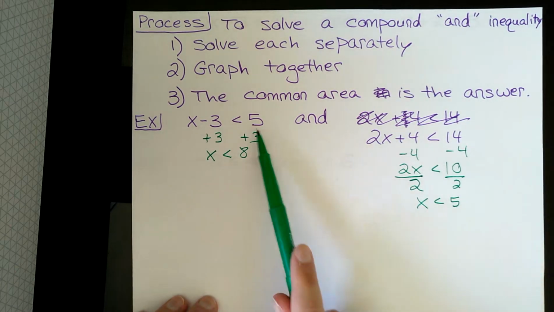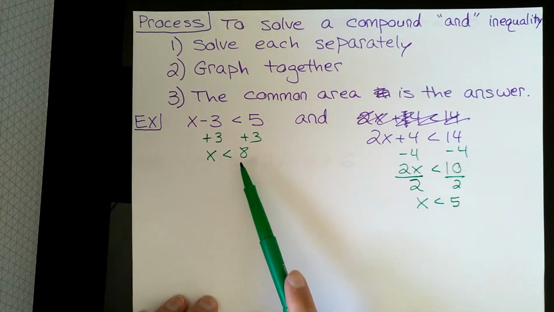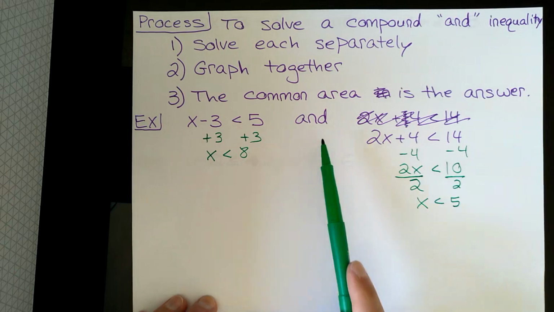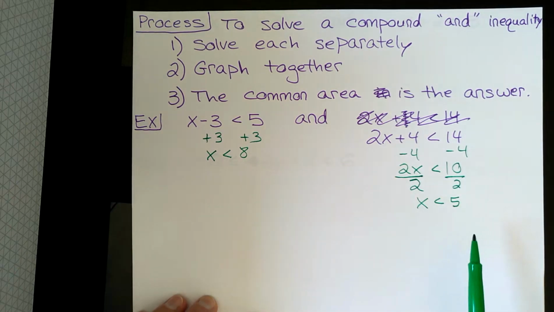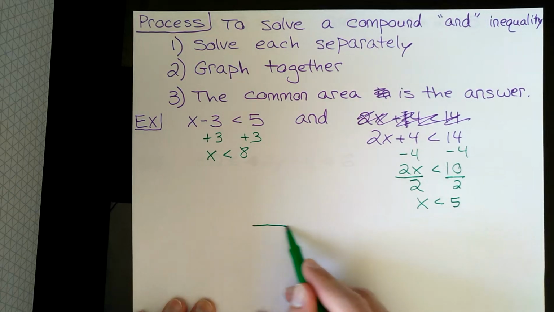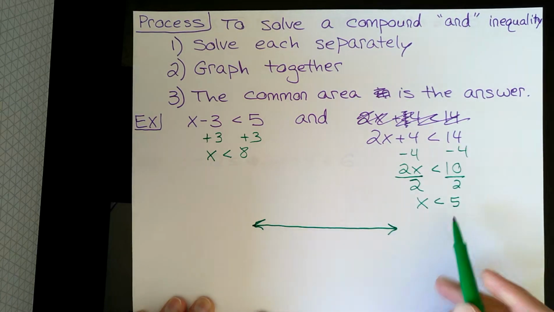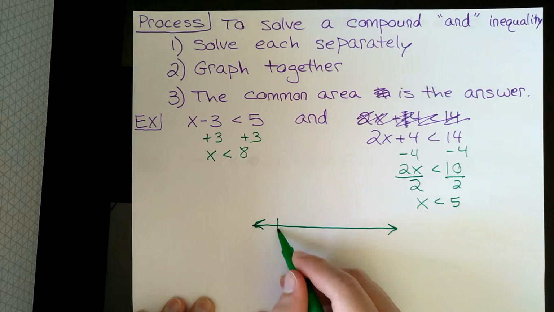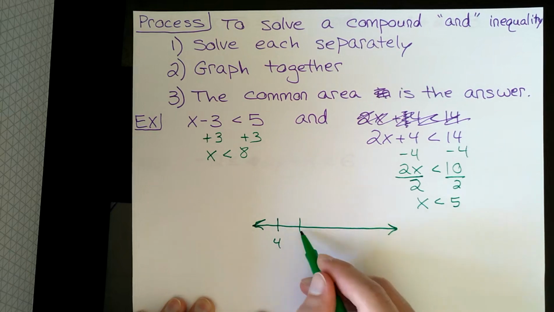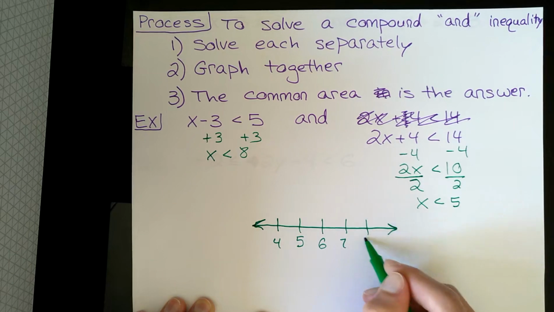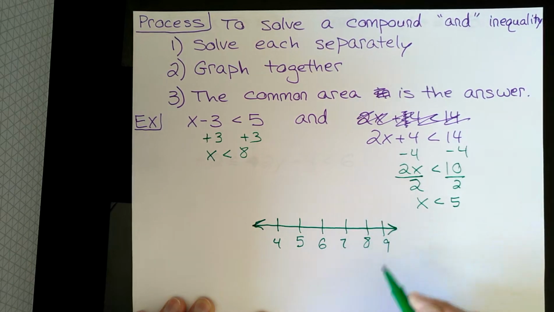So in other words, from the beginning of this problem, we now know that these two statements are saying x has to be less than 8 and x has to be less than 5 at the same time. So we'll go to graphing this. We need to contain all the numbers around 5 and 8. So we'll go 4, 5, 6, 7, 8, and 9.